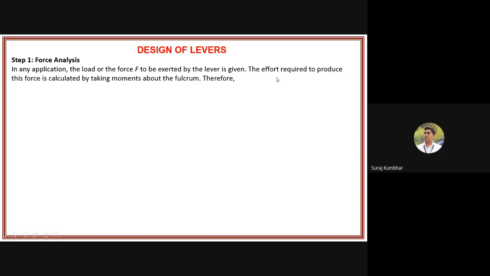The effort which is required to produce that force is calculated by taking moments about the fulcrum. That we have already seen. Once you take the moment at the fulcrum, what you get is F into L2 equals P into L1. That is, F upon P equals L1 upon L2, but here it is rearranged in terms of effort: P equals F into L2 divided by L1. Here you can find out the effort required to produce the force, calculated by taking the moment at the fulcrum. You will get this equation, which we have already seen.